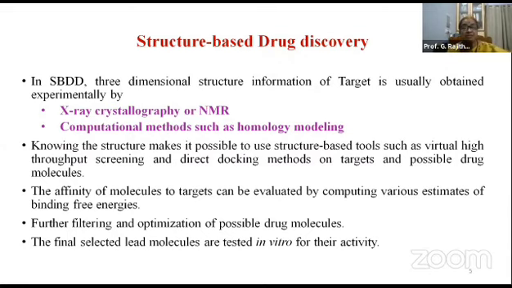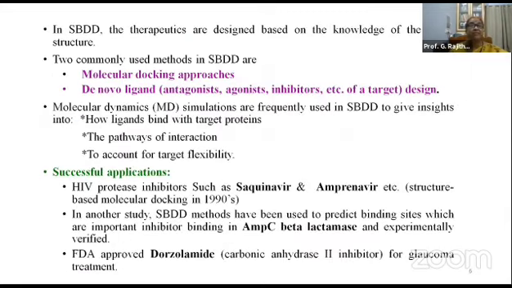Why do we need the three-dimensional structure? For using structure-based tools such as high throughput screening and direct docking methods on targets and possible drug molecules. The affinity of the molecules to the targets can be evaluated by computing various estimates of binding free energies. So after doing the docking and evaluating binding affinity, optimization is done and the lead molecules will be selected for their in vitro activity.